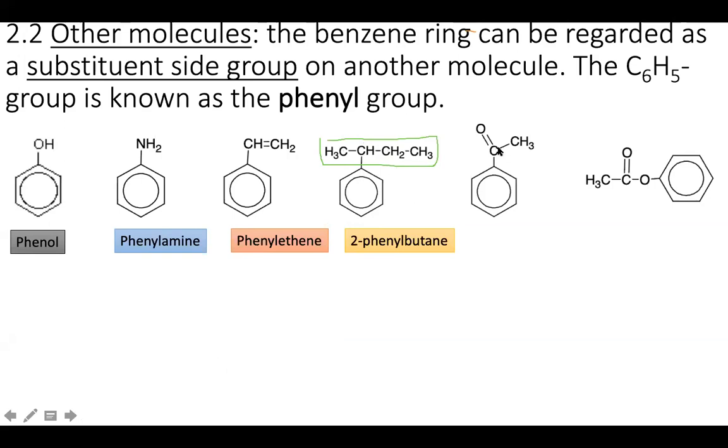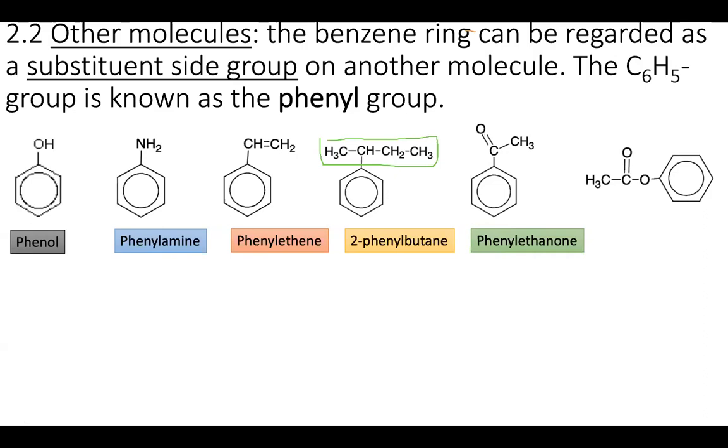Next, C double bond O, C, C. I hope you remember that that functional group is of a ketone, phenylethanone. Ethanone, because you have two carbons, and then that other side is the phenyl. The phenyl means benzene.